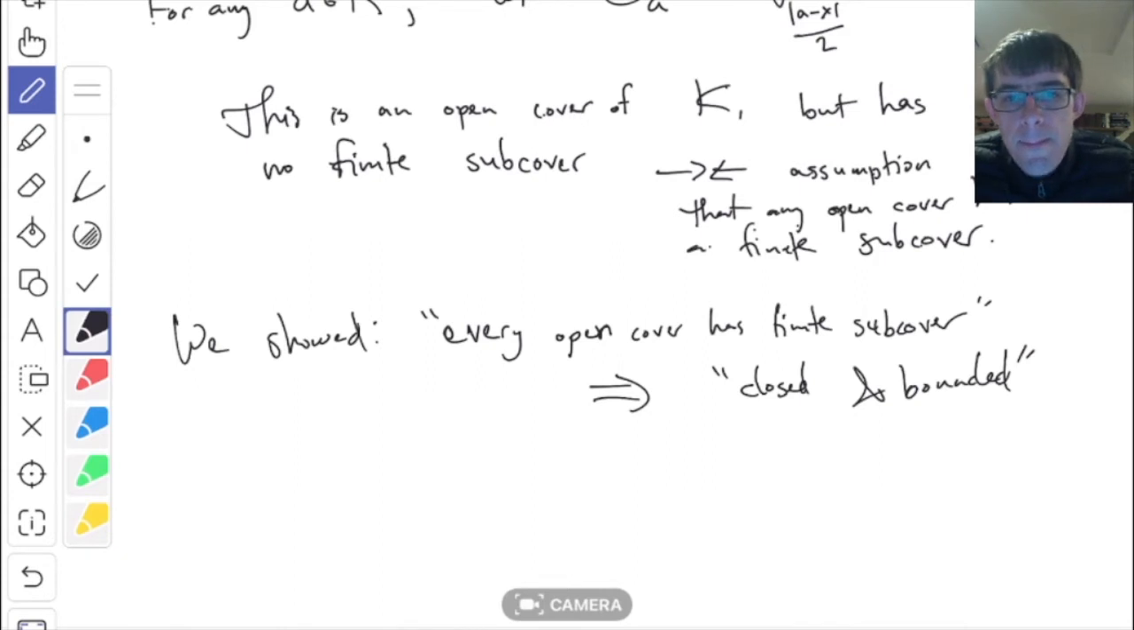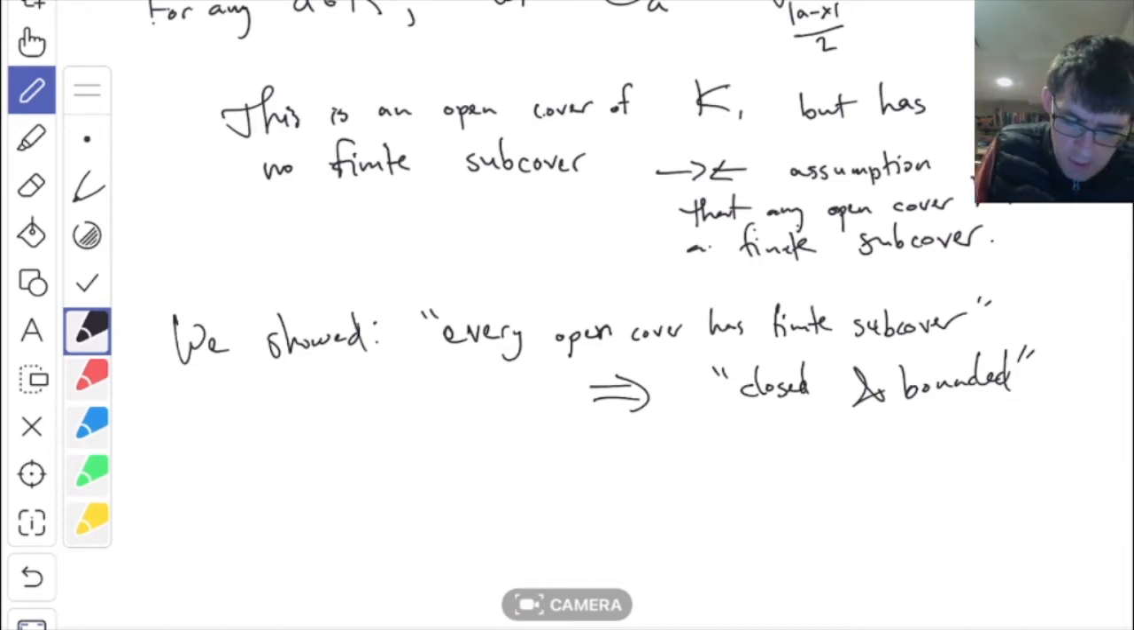All right. I do want to talk about the other way around too. If it's closed and bounded, then it means that every open cover has a finite subcover. Although this one I said I don't want to do a detailed proof of this. Really, I'm just going to draw a picture and give you the idea of why, if it's closed and bounded, then it must be the case that every open cover has a finite subcover.